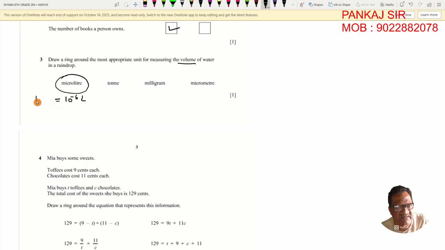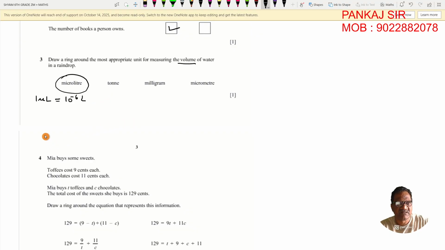Micro is written by this symbol. So 1 microliter is 10 raised to minus 6 liter. So this is the volume of water in a raindrop. It's in terms of 10 raised to minus 6, so it is a very small number.